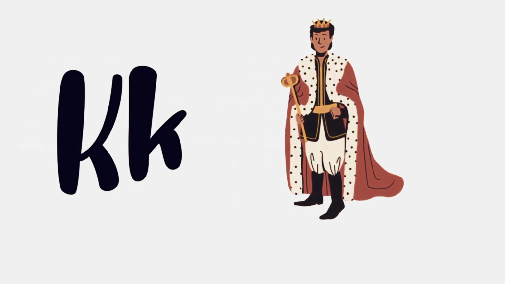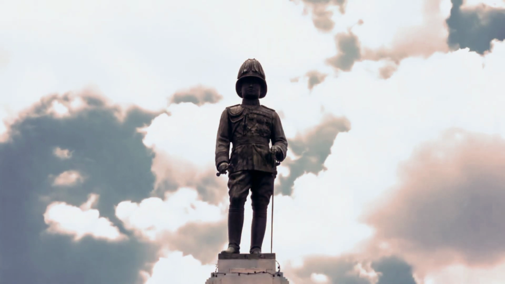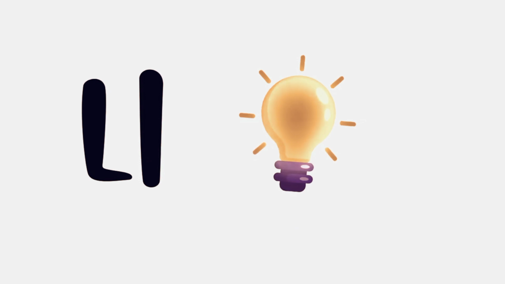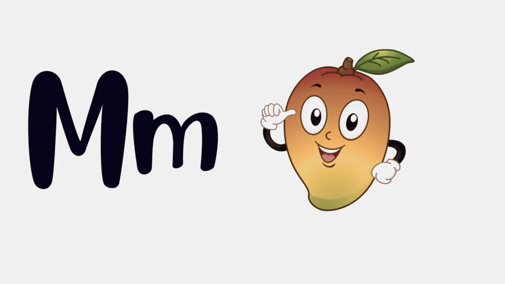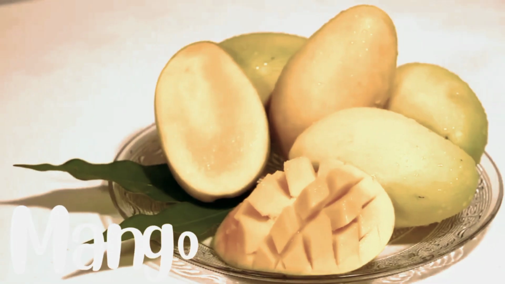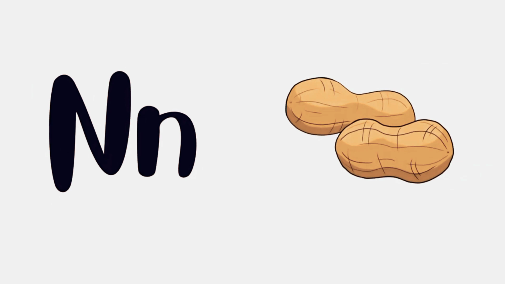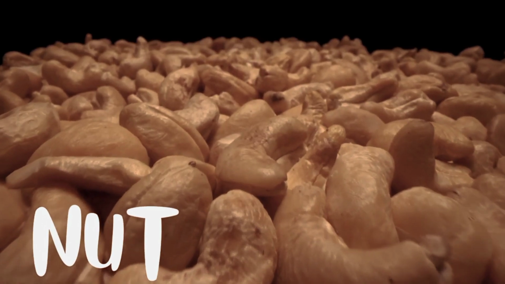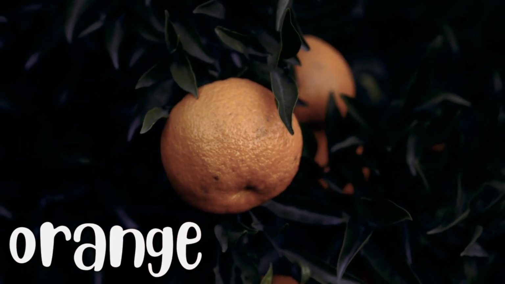K is for king. King. L is for light. Light. M is for mango. Mango. N is for nut. Nut. O is for orange. Orange.